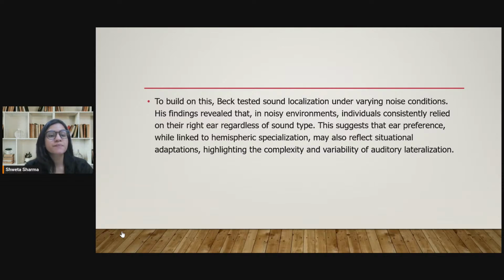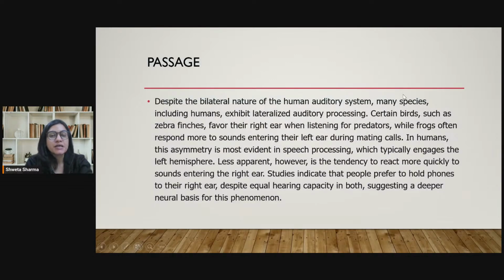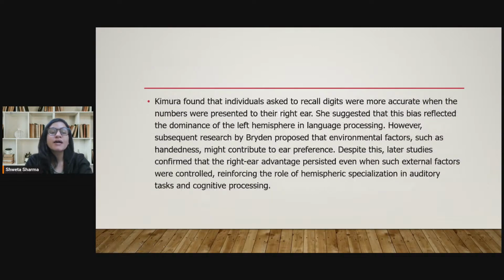Let's have a look at it. It says, to build on this, Beck tested sound localization. What are we doing? We are going through different tests. The paragraph started with auditory preference, right? It started with how auditory processing happens, and it gave some examples of birds, frogs, and then eventually humans. Then we had how volunteers were tested on their listening, their hearing tendencies, right?